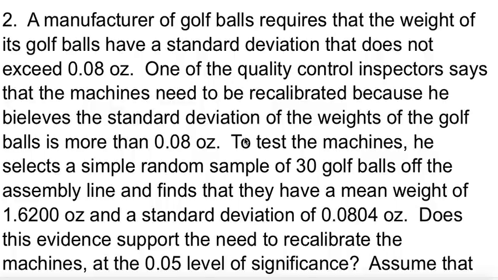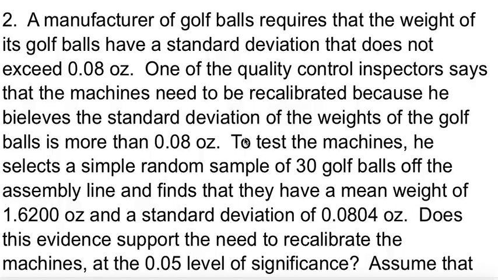For our next example, we are looking at golf balls. They are supposed to have a standard deviation that does not exceed 0.08 ounces. So a quality control inspector says the machines need to be recalibrated because he thinks that the standard deviation is more than 0.08. So he thinks that maybe the machines are a little bit off.